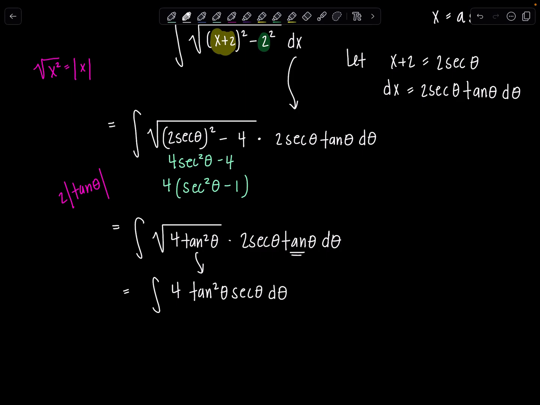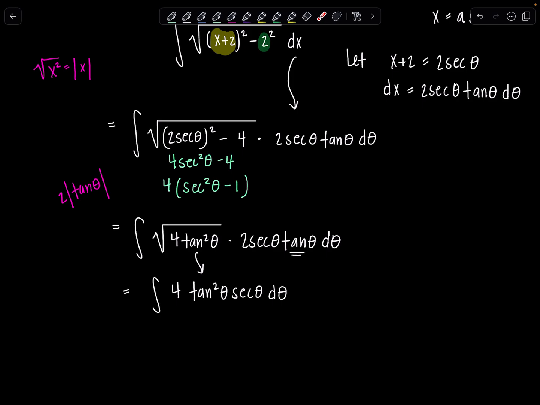Yes? Okay, and then in this moment you realize we still have some work to do because I can't do a u sub. If you let u be tangent theta, no good. du would be secant squared theta d theta. I don't have that. If you try the other way around, if you let u be secant theta, du would be secant theta tan theta d theta. Again, I don't have that.